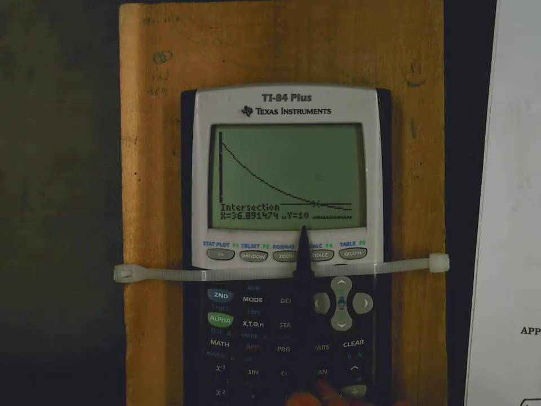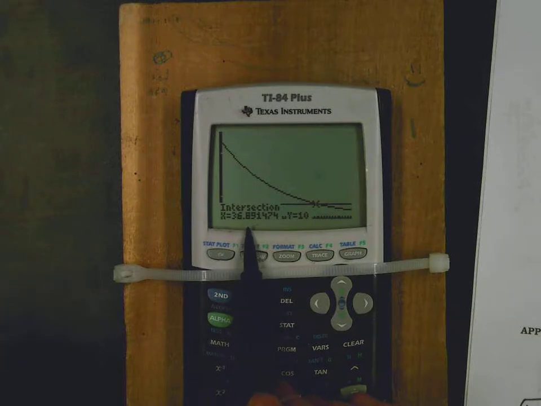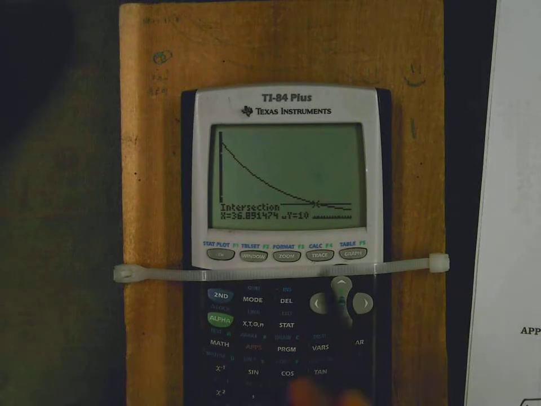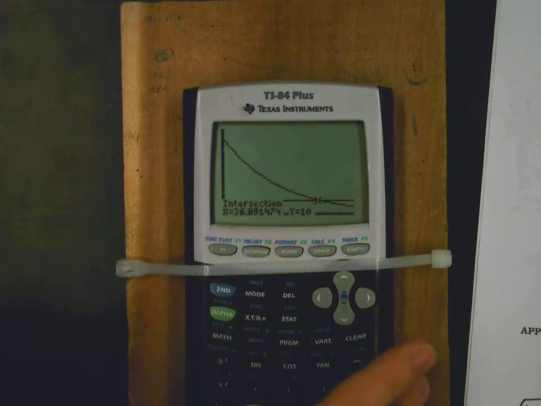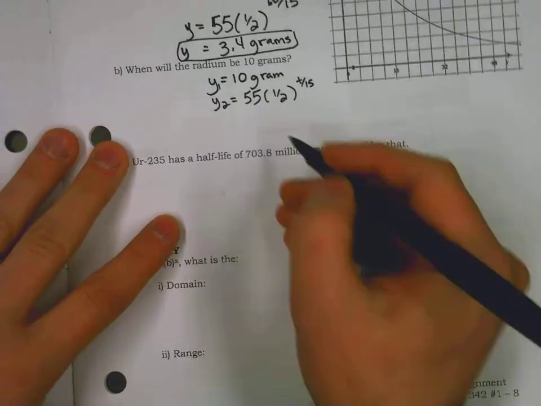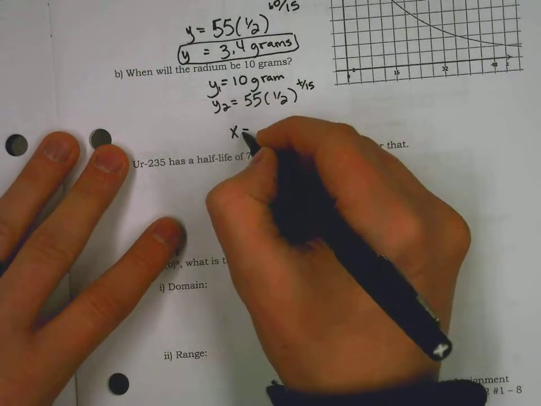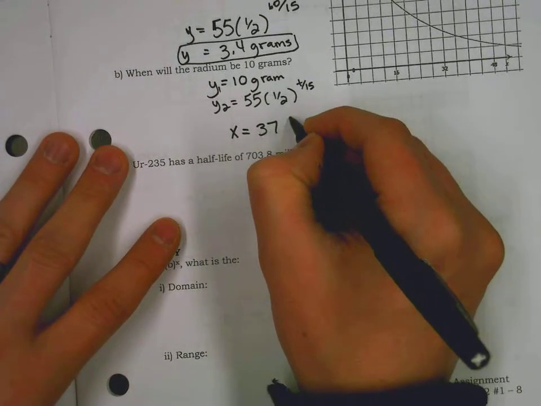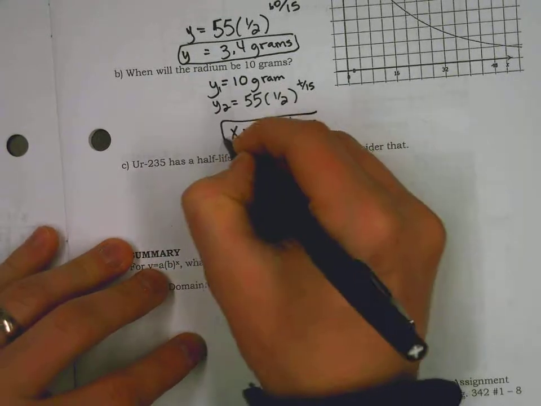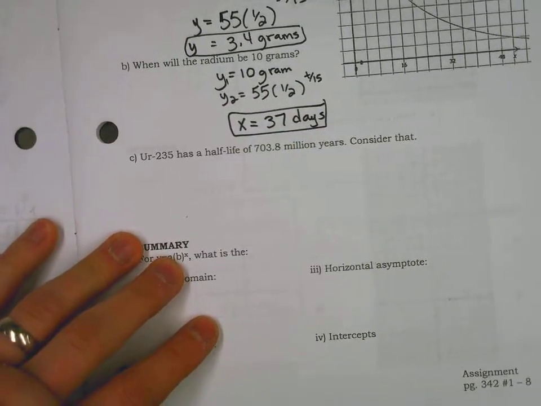After when it's 10 grams, it will be after 36.89. We'll say after the 37th day, or partway through the 36th day. We'll say on the 37th day, it'll definitely be there. So when the X value was about 37 days, it will be less than 10 grams.